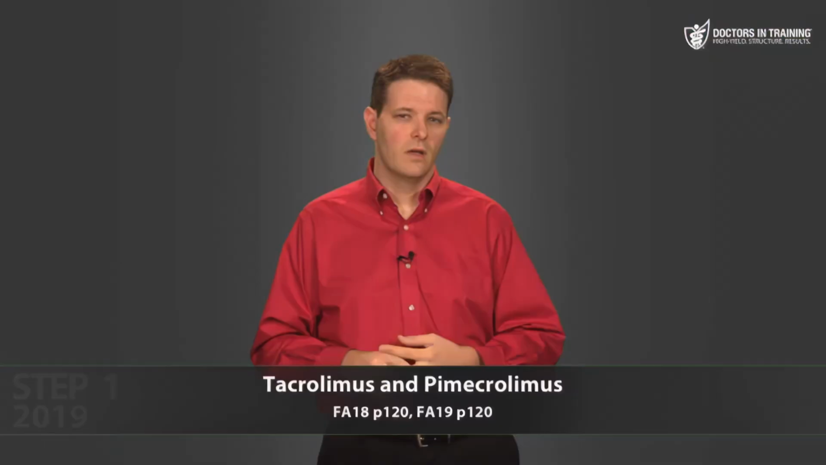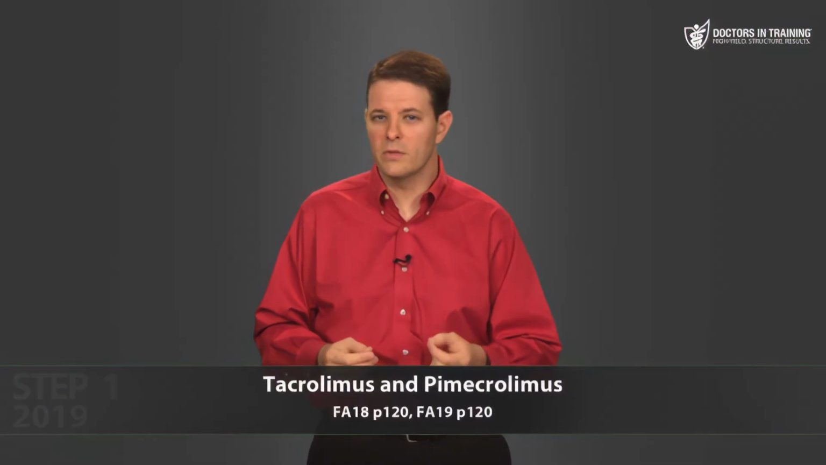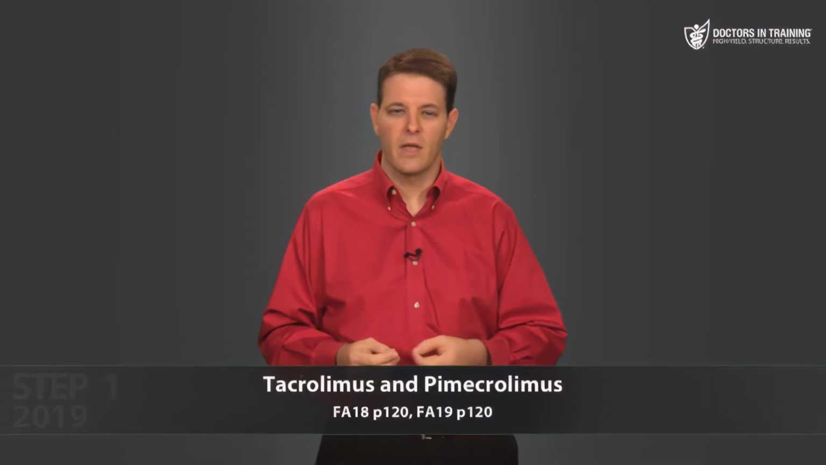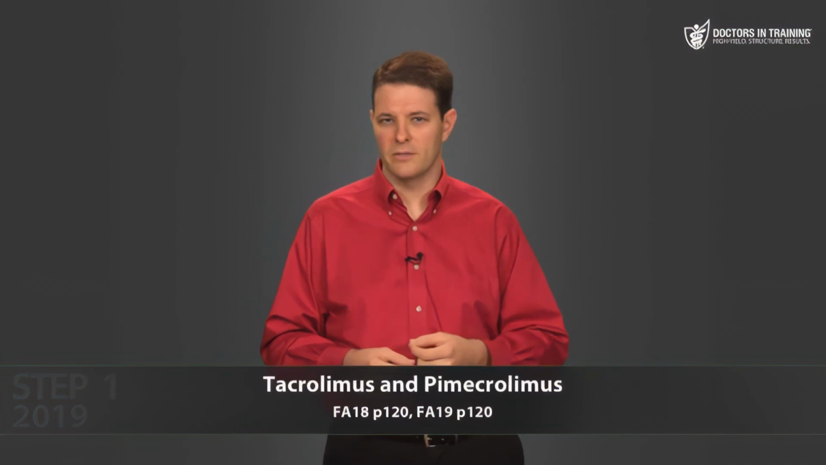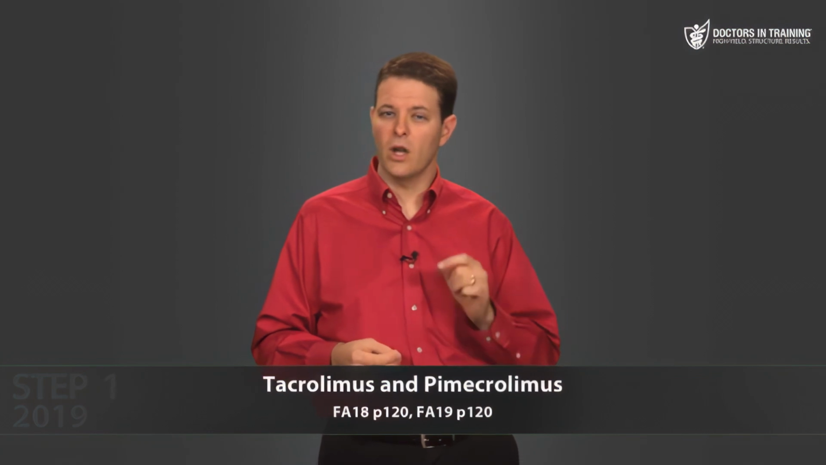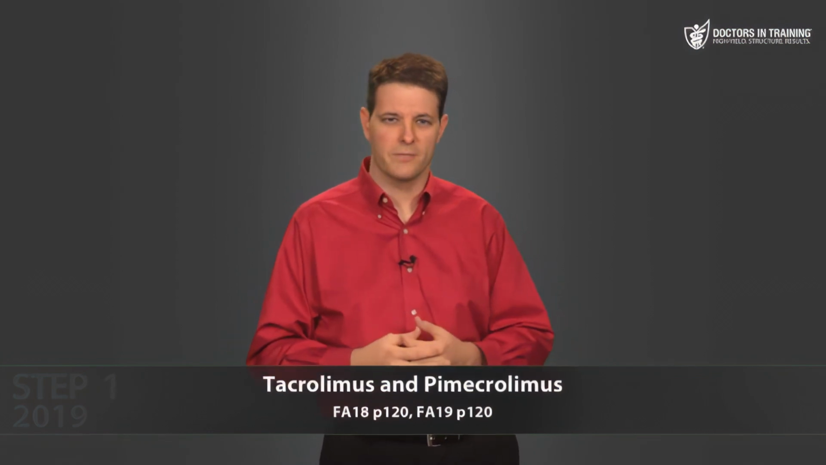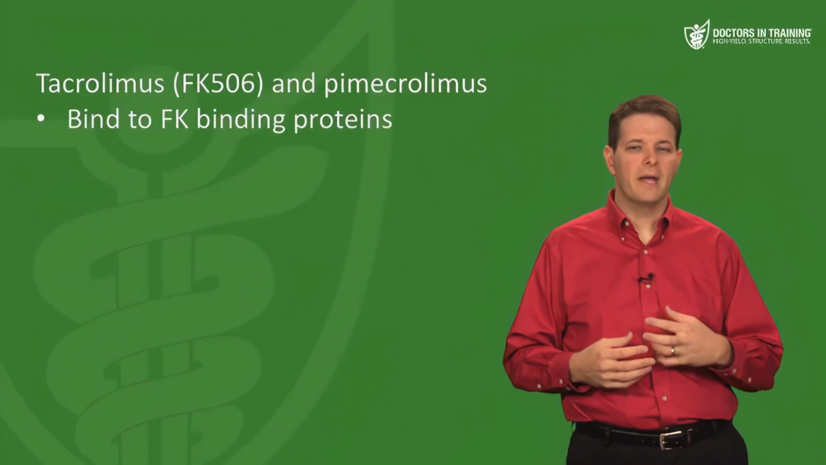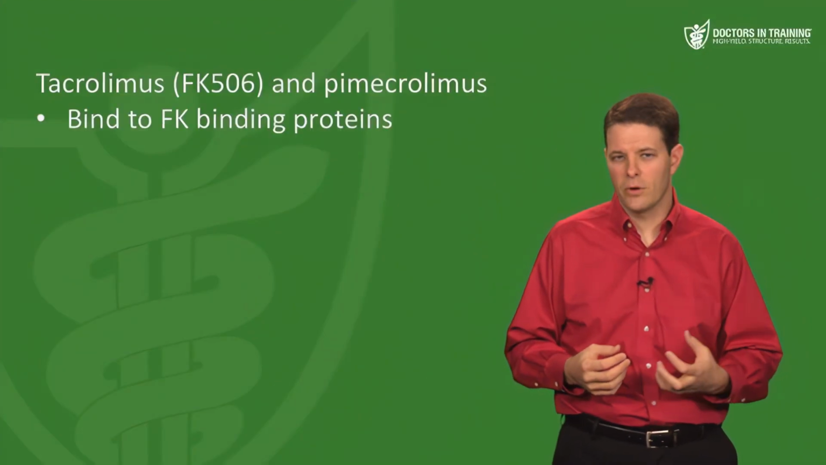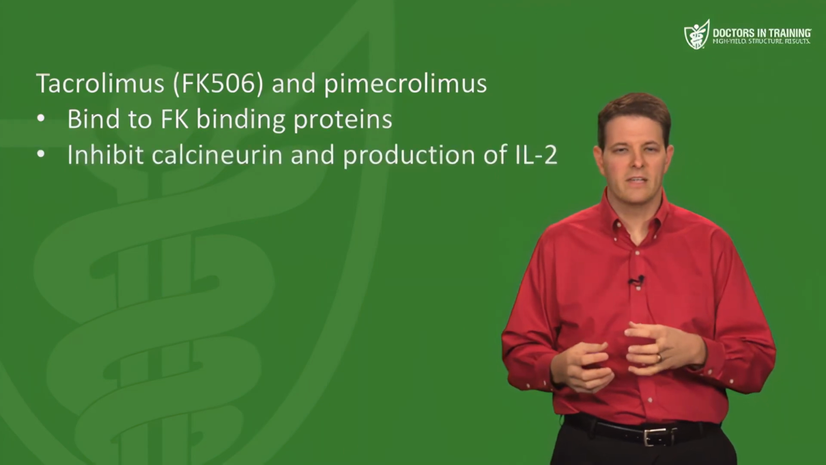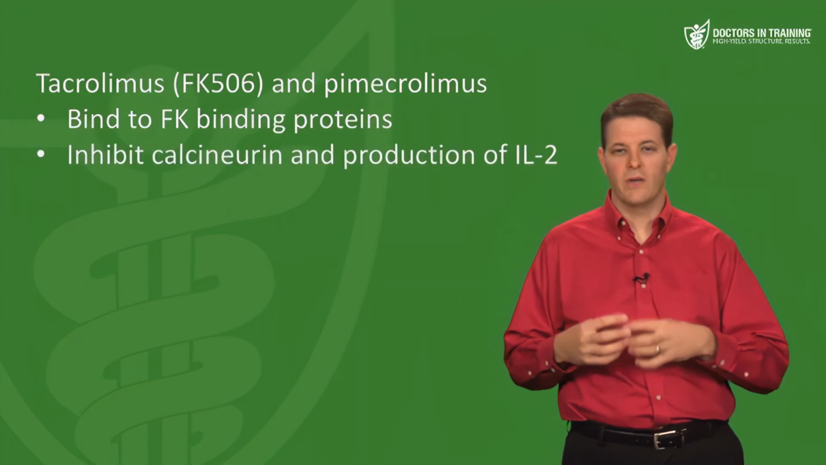side effects. The next two drugs I want to cover are tacrolimus, which is also called FK506, and there's a similar drug called pimecrolimus. Now, both of these are used topically for eczema, but tacrolimus can also be given systemically as a serious immunosuppressant for transplant rejection. Both of these drugs work by binding to enzymes called FK binding proteins. And then that complex inhibits calcineurin and inhibits the production of IL-2.